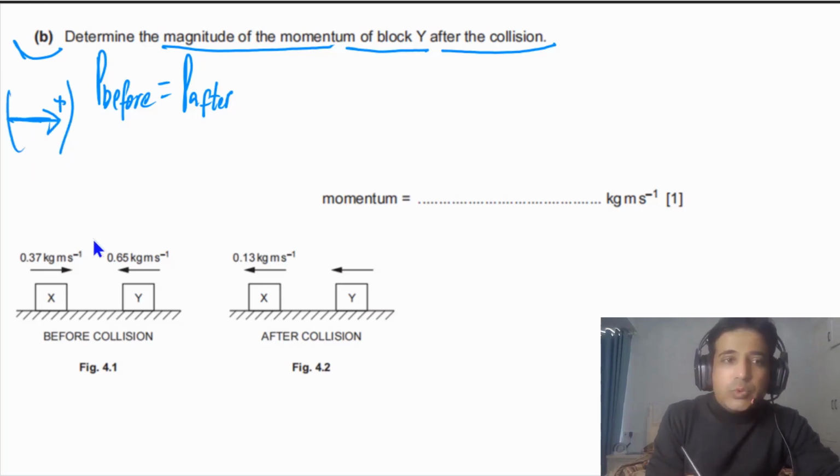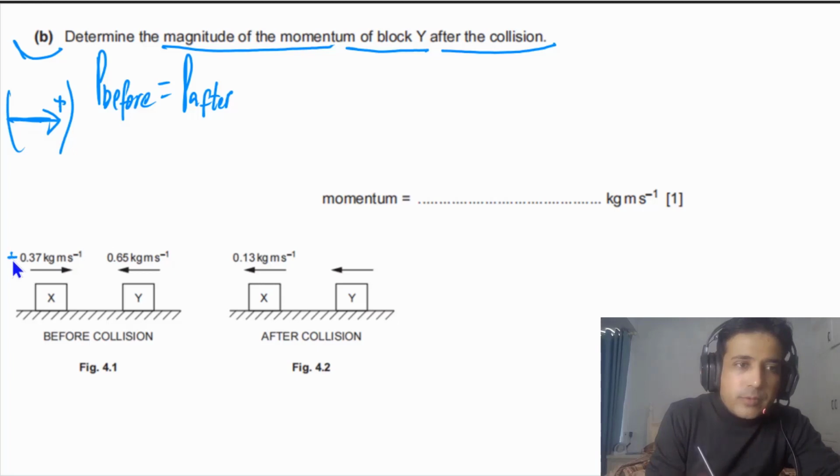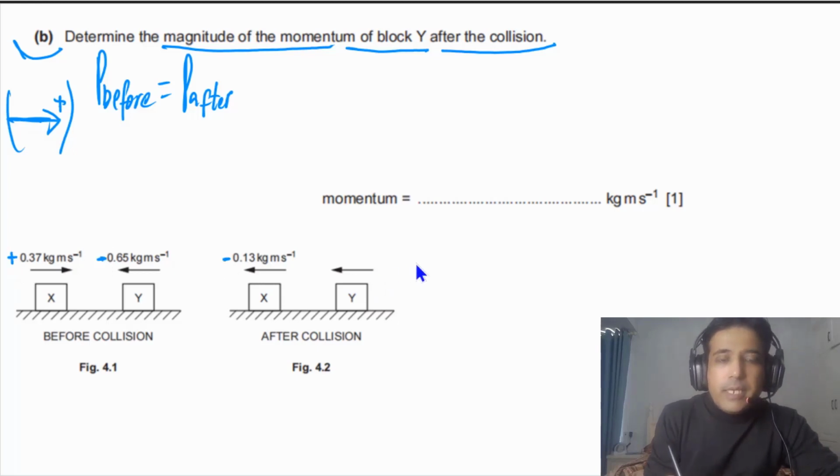If we take to the right as positive, this one will be positive. This one will be negative. This one also will be negative. And this is also to the right. We can say this momentum, let's say P, even you can say this is P_Y, and this one also has to be negative because this is to the left.